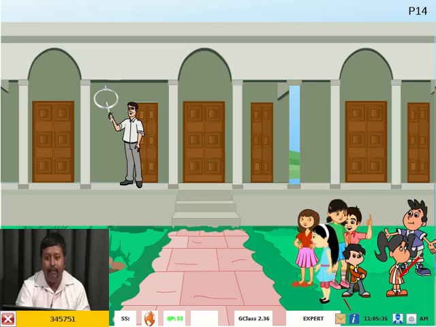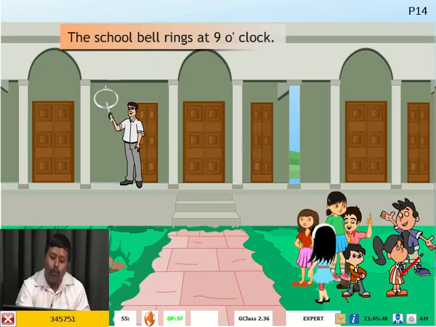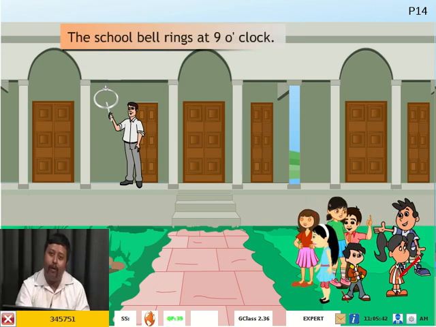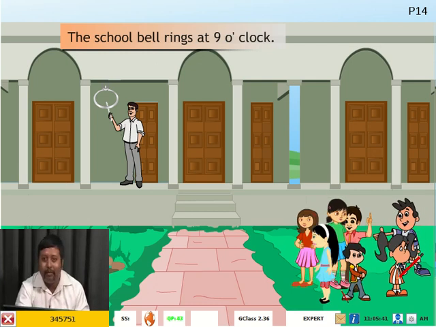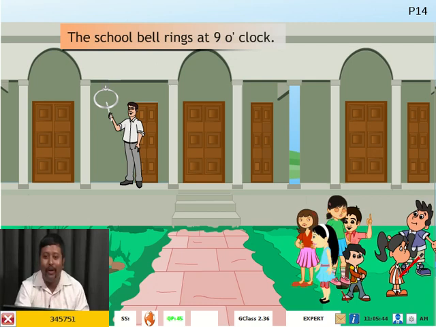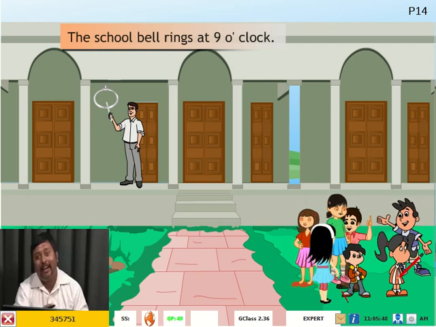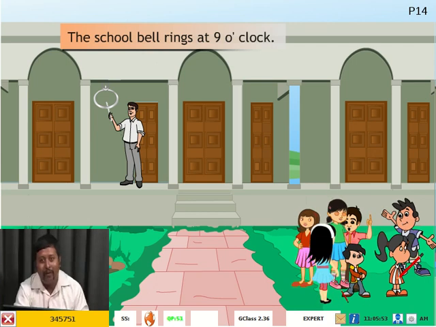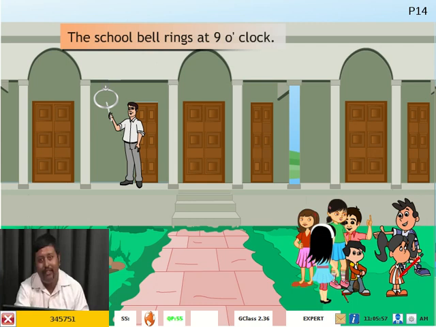Okay, then we have our next thing. What do we have here? The school bell rings at 9 o'clock. So that's our day to day activity.